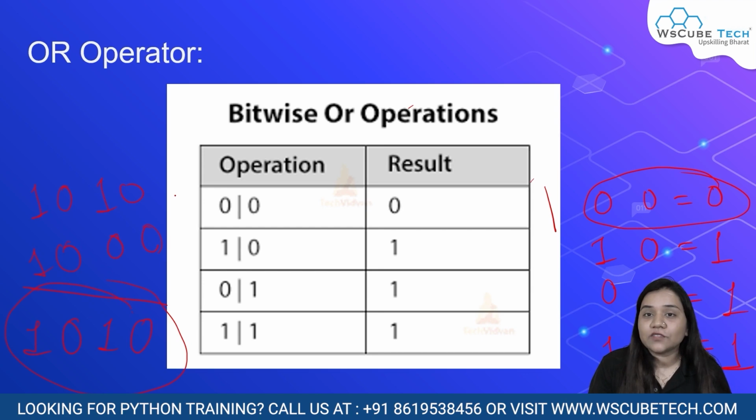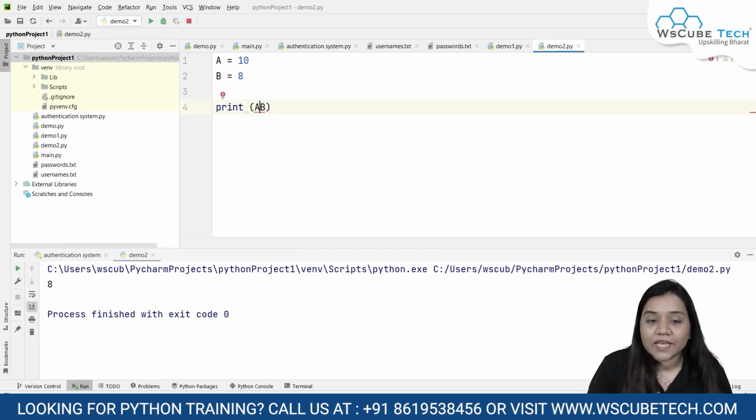Let's have a look. Let's solve it in Python and let's see how it can be done. So here guys, I'm considering the same examples, that A is equal to 10, B is equal to 8. And for applying the OR operator over here, all I need to do is put a straight line in between A and B. And if I run it, it gives us 10. So that means the method that we have learned is correct.